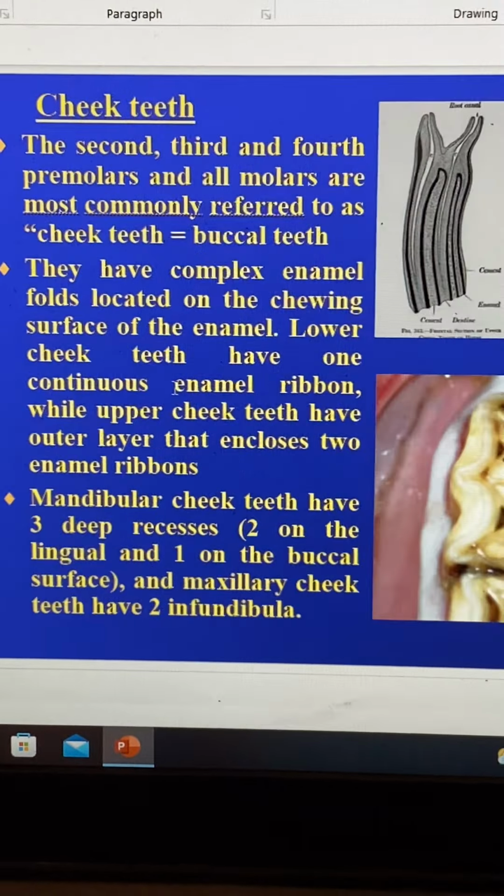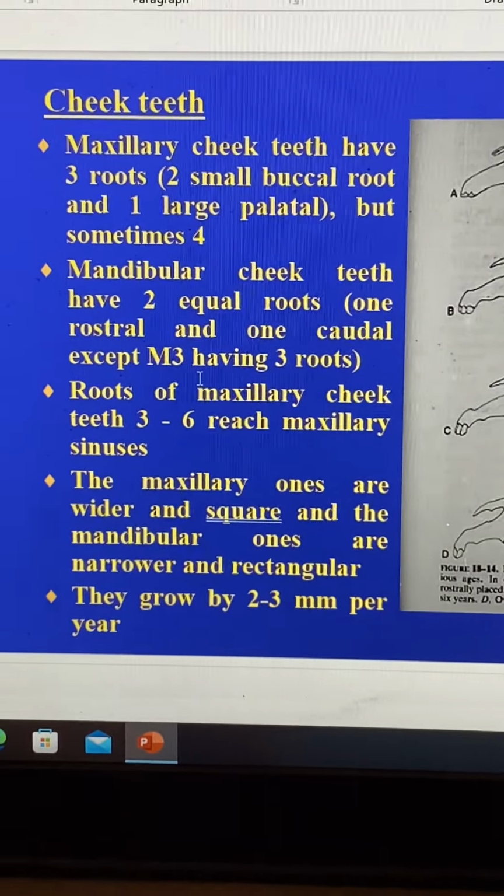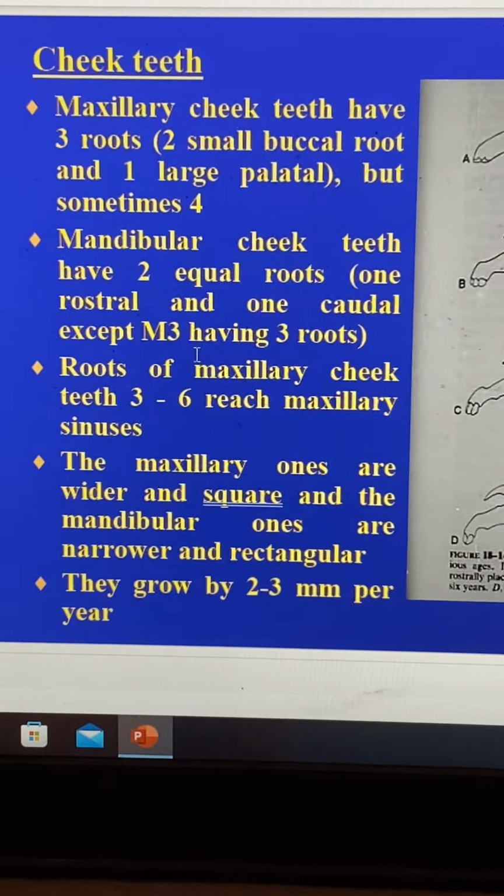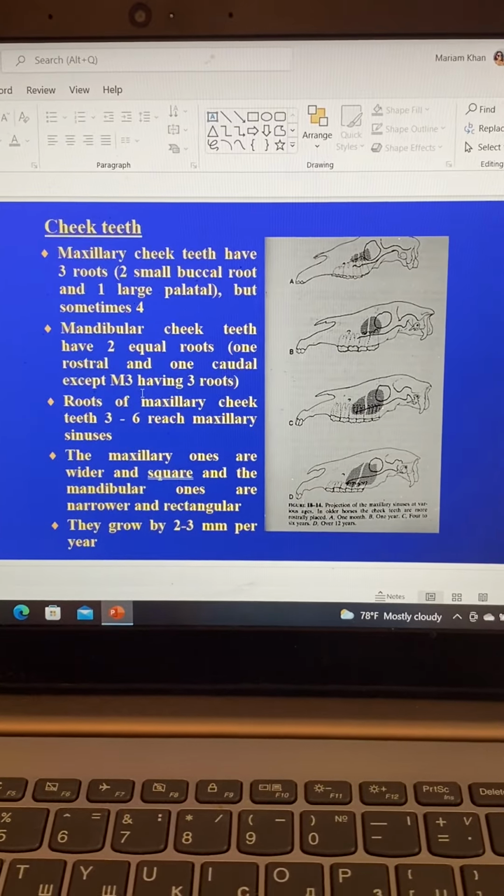Am I on the right side? Okay. Okay, so we'll talk about cheek teeth and then we'll stop.